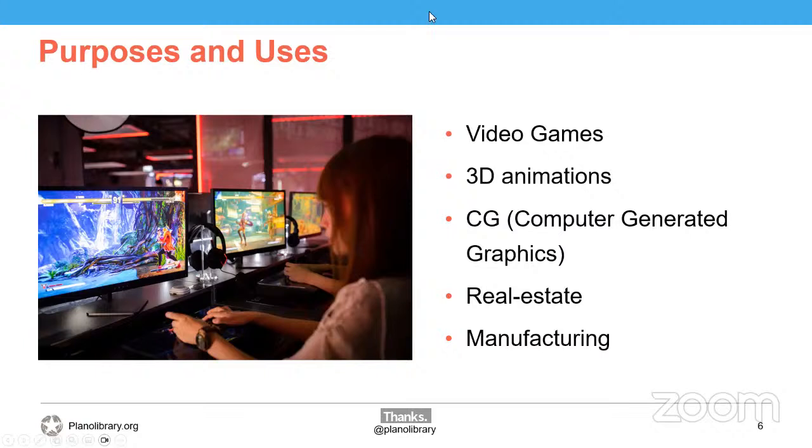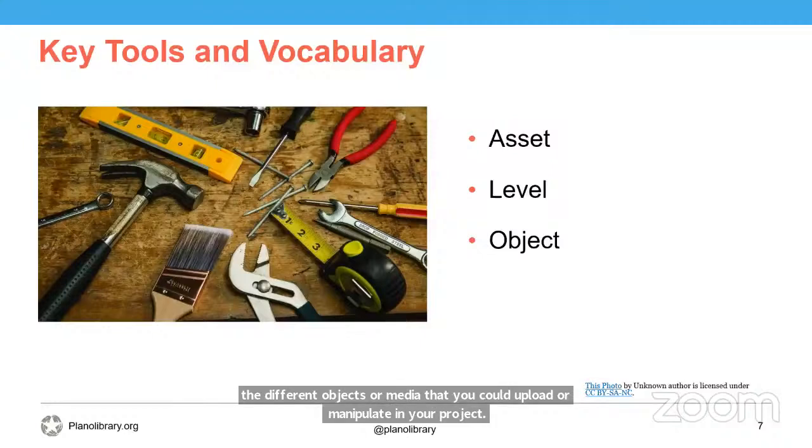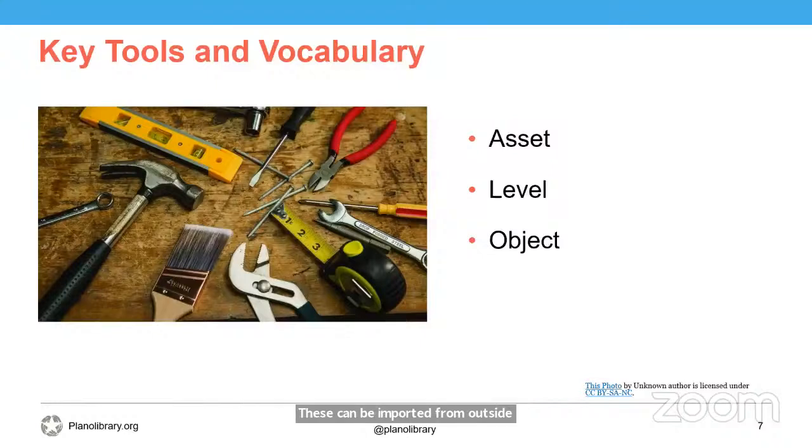We are going to go over some brief vocabulary before we get started on the demo. There's a couple of things that I'm going to refer to, and knowing this vocabulary will help things be a little bit less confusing in a minute. First, we're going to talk about assets. Those are all the different objects or media that you can upload or manipulate in your project. These can be imported from outside sources or sometimes can be built within Unreal Engine. This includes 3D models, music files, any video files, some outside code, etc.